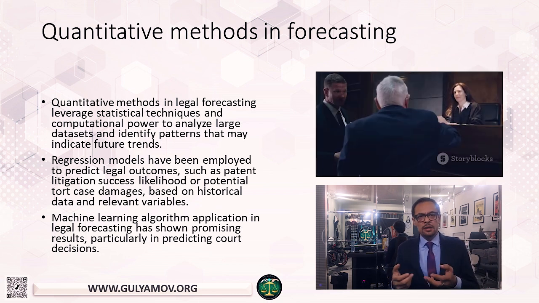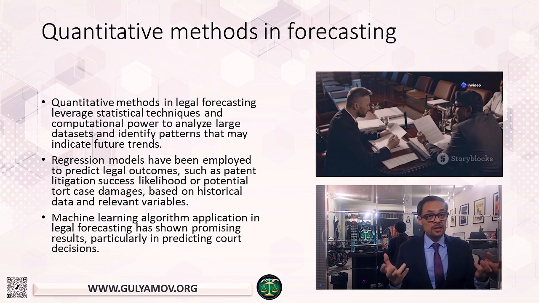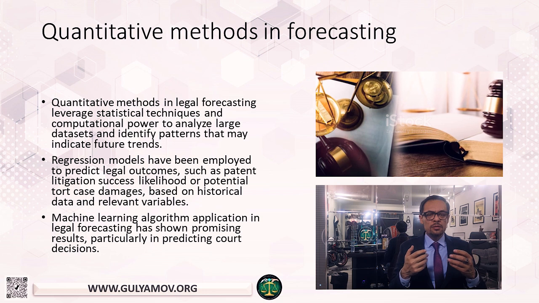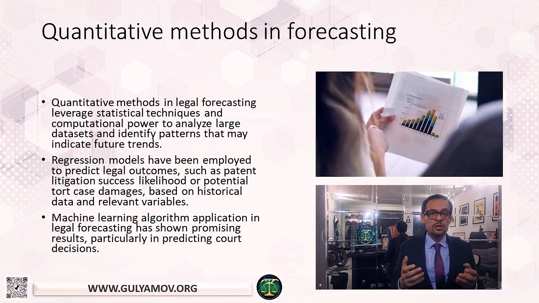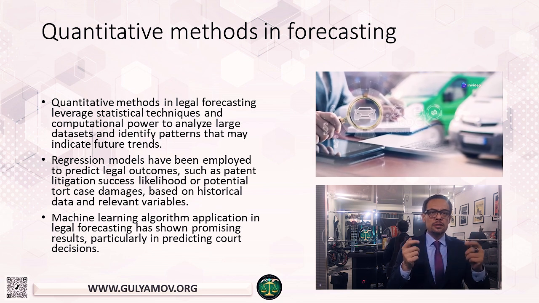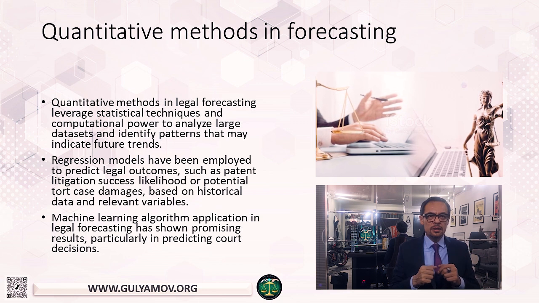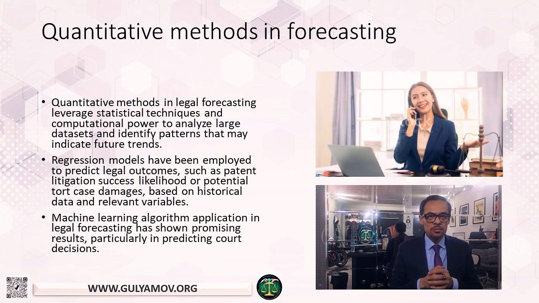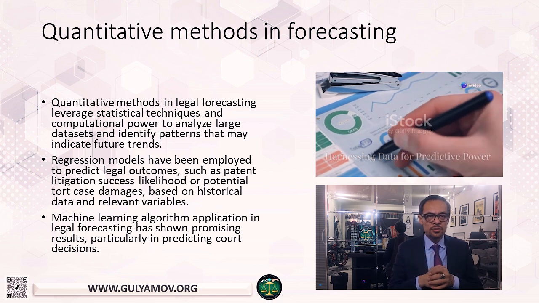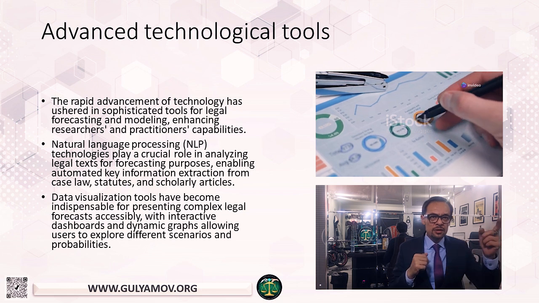Agent-based modeling offers a powerful tool for simulating multiple actor interactions within a legal system, allowing researchers to explore emergent behaviors and outcomes. This approach has been particularly valuable in studying legal rule effects on collective behavior, such as modeling different liability regime impacts on corporate decision-making. Decision trees and influence diagrams provide structured methods for analyzing legal decision-making processes, often used in litigation strategy or regulatory compliance contexts. Game theory models have been employed to analyze strategic interactions in legal settings, such as modeling settlement negotiations or regulatory enforcement strategies. Advanced technological tools.